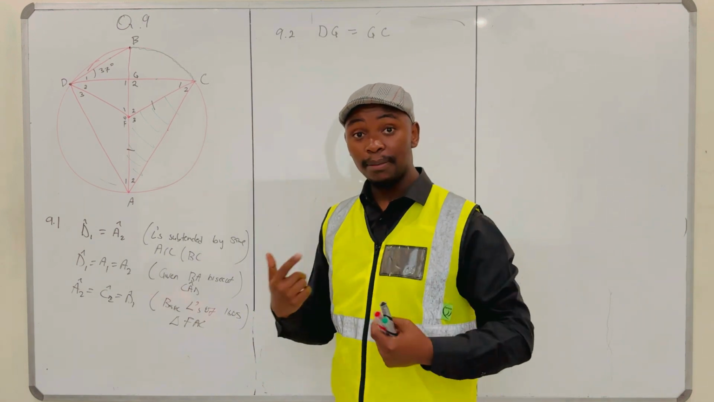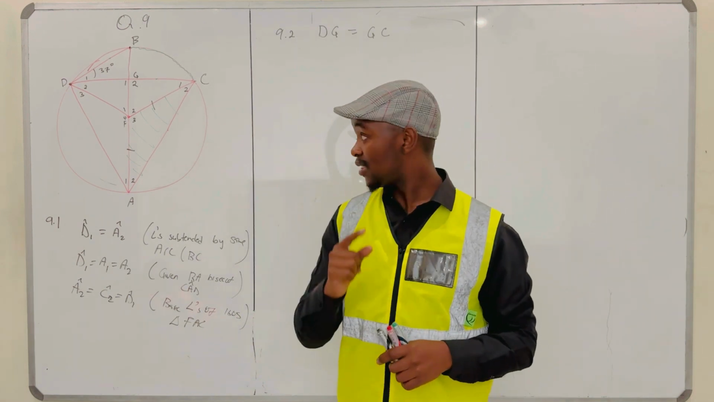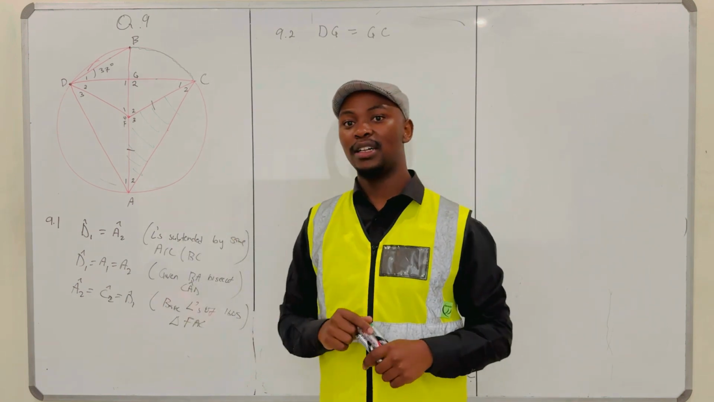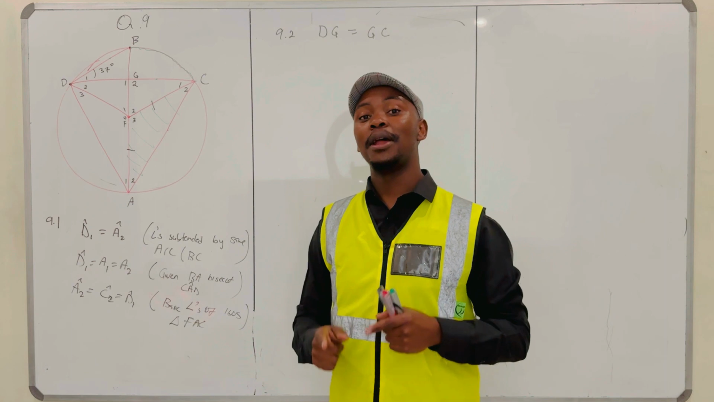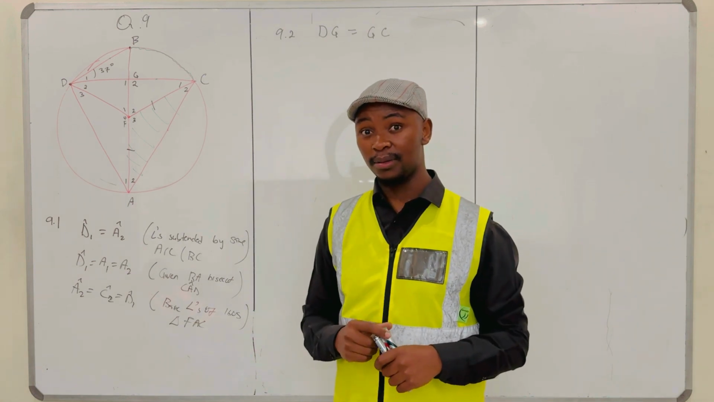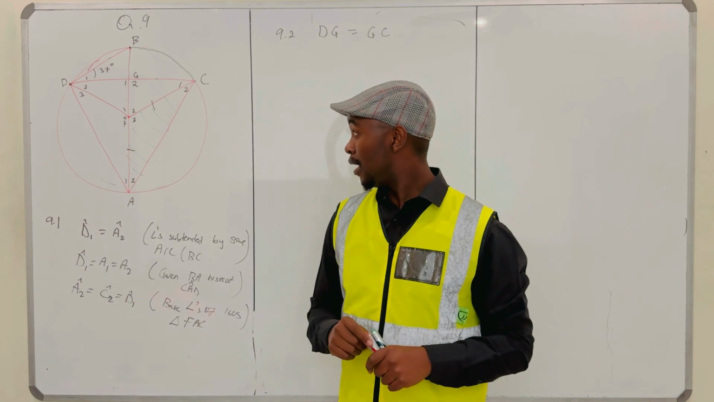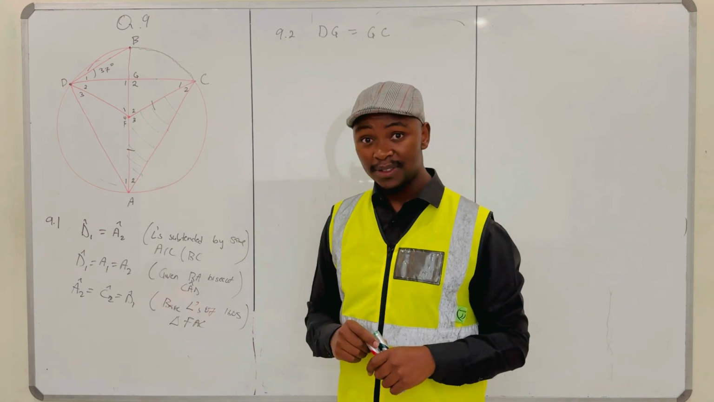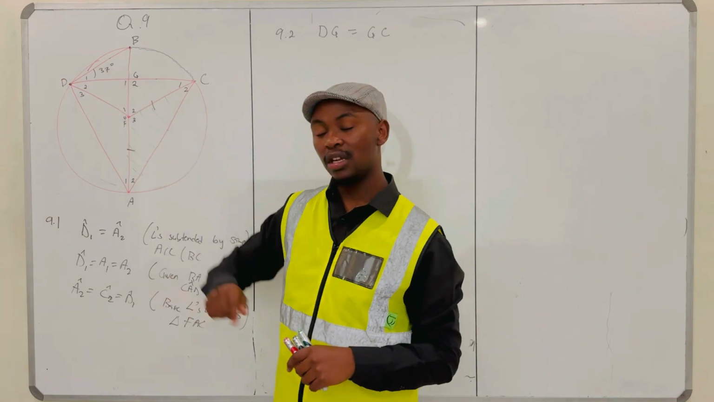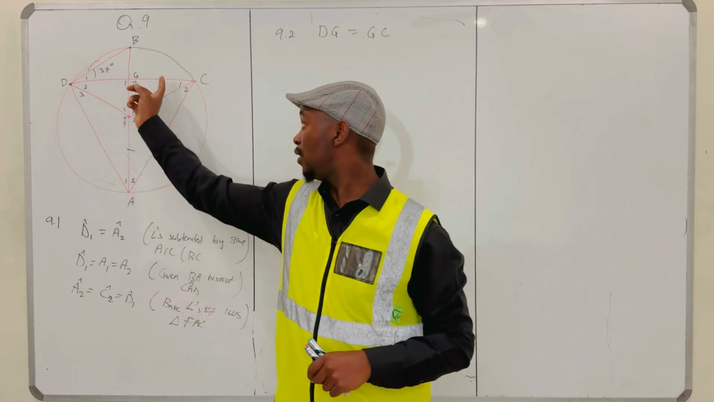Okay, does that ring a bell? Very first theorem: a line drawn from the center perpendicular to a chord is going to bisect that chord. That's the very first theorem that we've learned. Now, here we're kind of stuck because that theorem says that that line must be perpendicular to that chord in order for it to bisect.